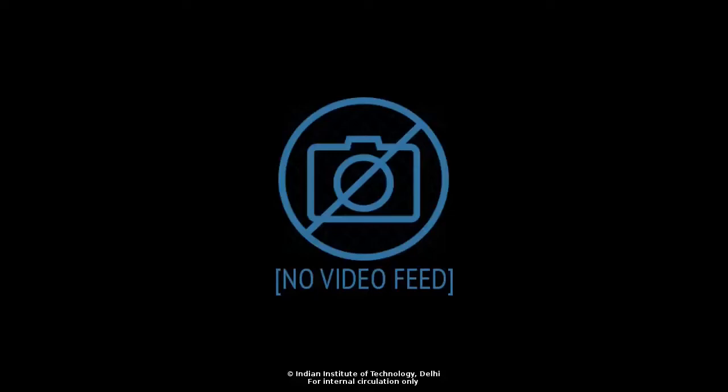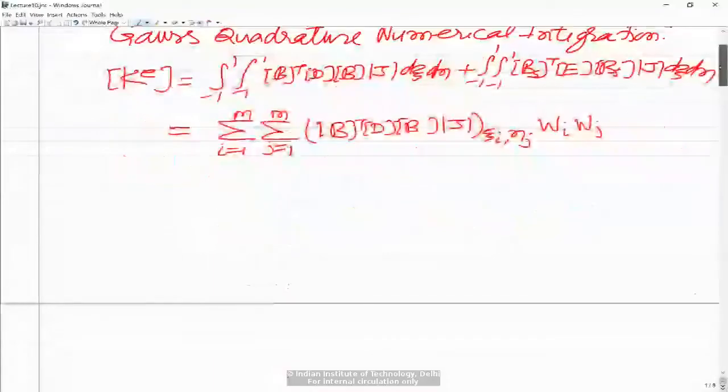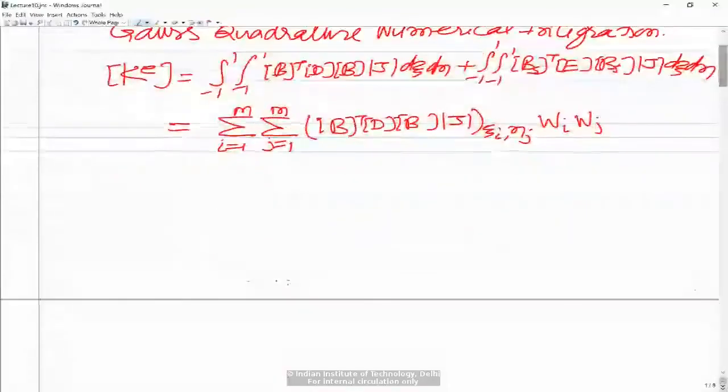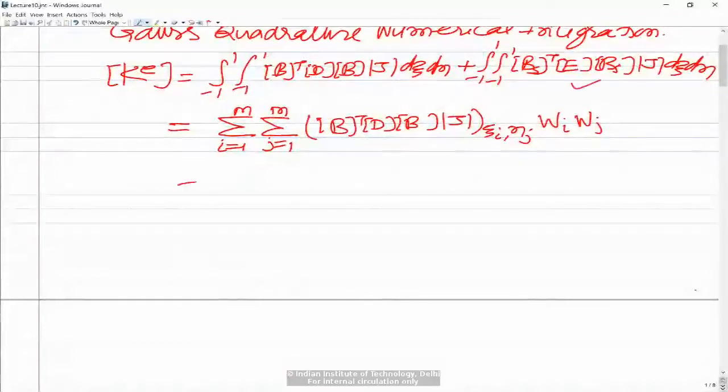So essentially, of course, we need to choose how many points M. So I will explain to you how to get that. And so this is one part, and the other is the shear stiffness term.